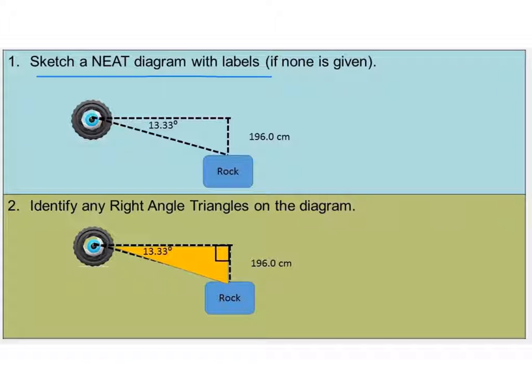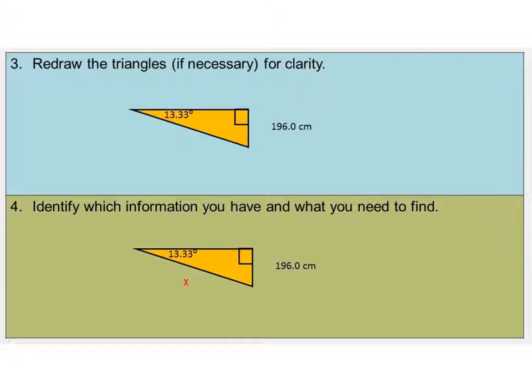196 centimeters. Now, on the next step, we identify any right angle triangles on the diagram, and right here, we have a right angle triangle. So in our next step, we're going to redraw the triangle and denote that it is a right triangle right here by our square. And then we're going to identify which information we have and what we need to find. So given the information that we have and what we need to find here is x.